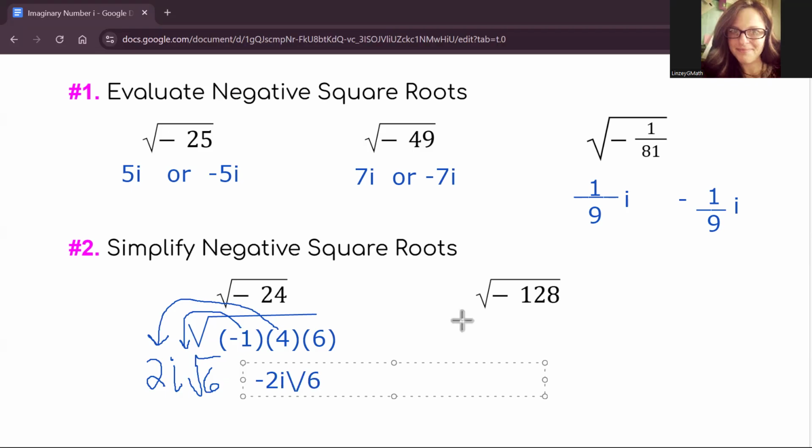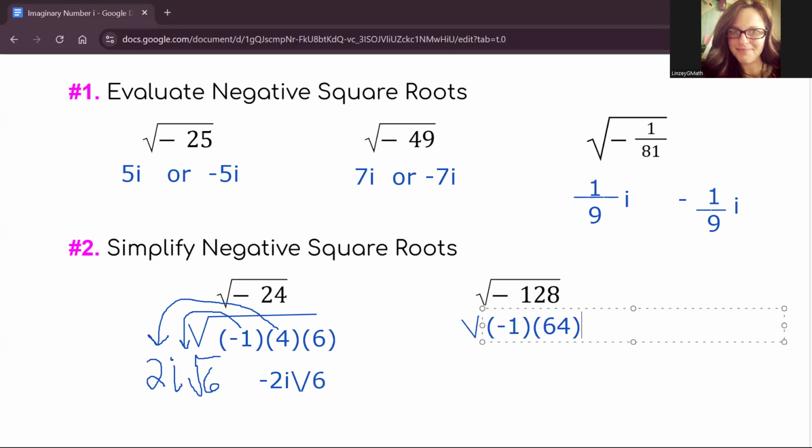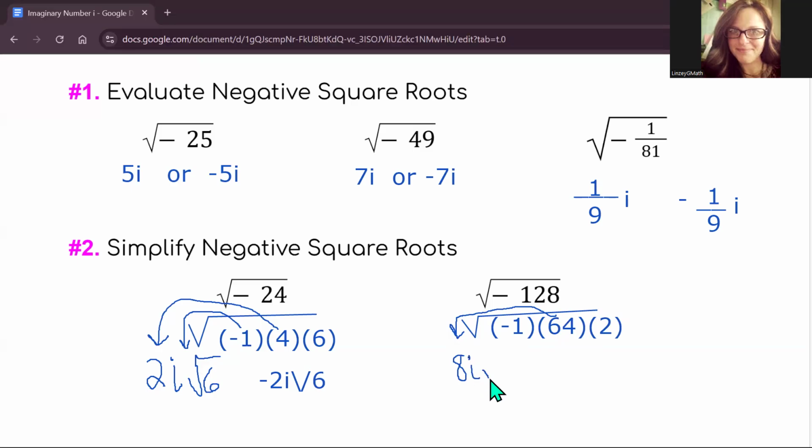And the square root of -128, we can rewrite as the square root of -1 times 64 times 2. I chose 64 because that is a perfect square. We can take the square root of 64 out from under the radical. The square root of -1 is i, and we'll leave the square root of 2 under the radical. And of course, we get both roots, so we also get -8i square root of 2. Moving on.